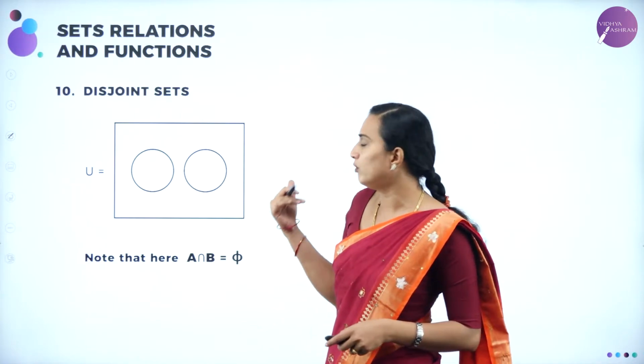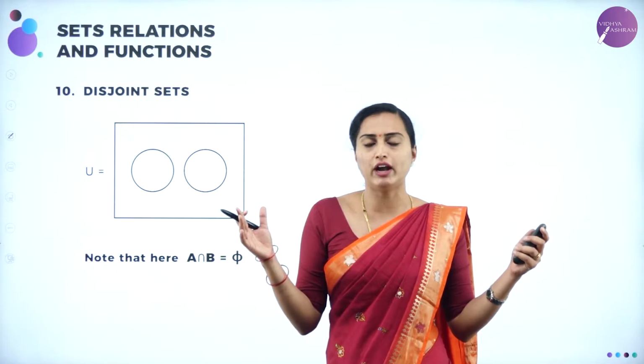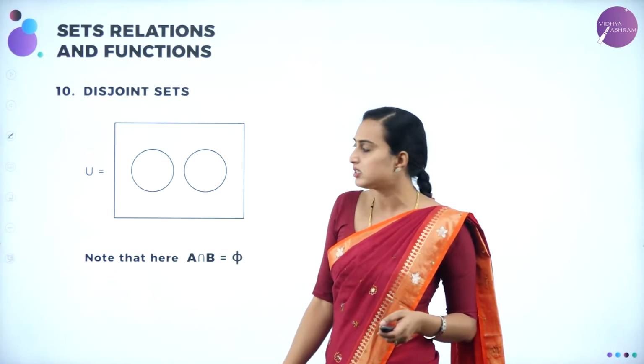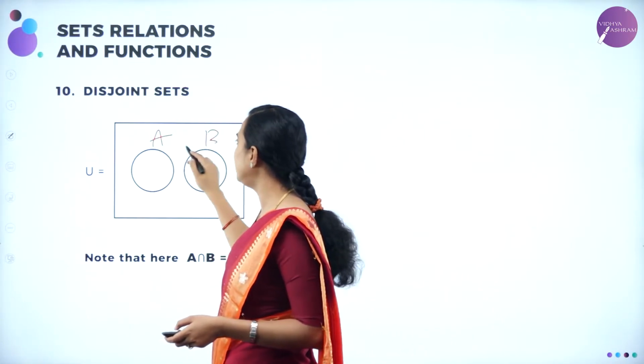Okay, here we'll be moving on to disjoint sets. What do you mean by disjoint? Where no common elements can be found, that means the intersection is the empty set. So a disjoint set will be like this. They do not combine. This is set A and this is set B.